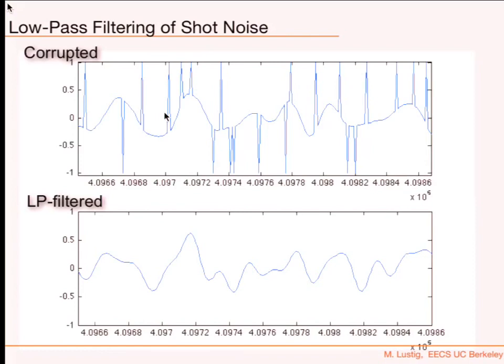Any ideas? Median filter. That's actually a pretty good idea. Pretty good idea. There's other ideas. Anybody has other ideas rather than a median filter? A what? What's a min filter?